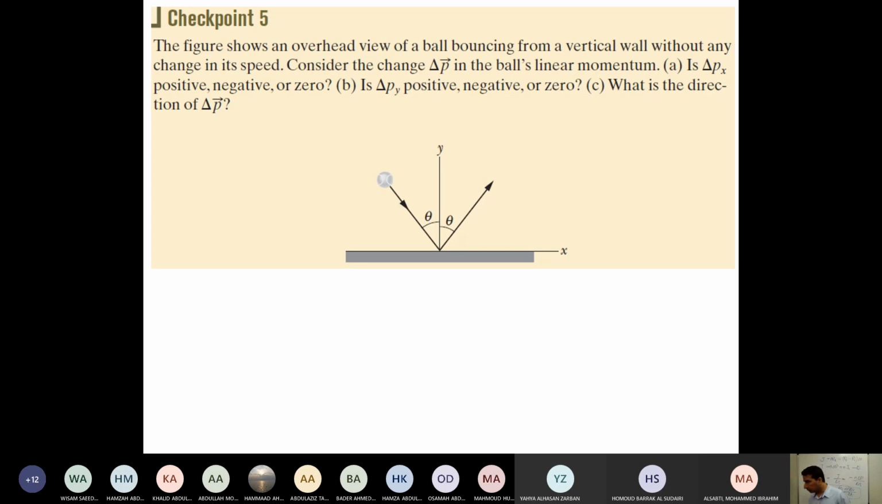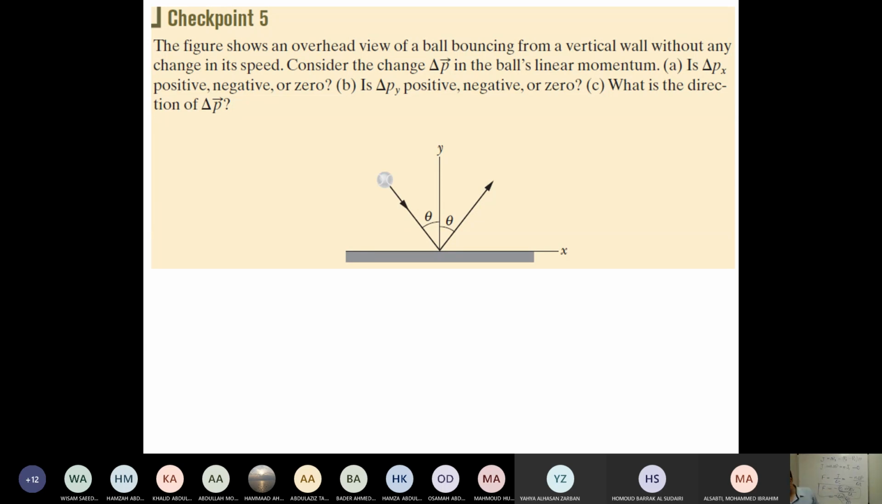Okay, let's do this checkpoint. It is a kind of general topic. It will cover a lot of things. The figure shows an overhead view of a ball bouncing from a vertical wall without any change in its speed. Consider the change delta P in the ball's linear momentum. Is delta Px positive, negative, or 0? And then delta Py positive, negative, or 0? And then what is the direction of delta P?